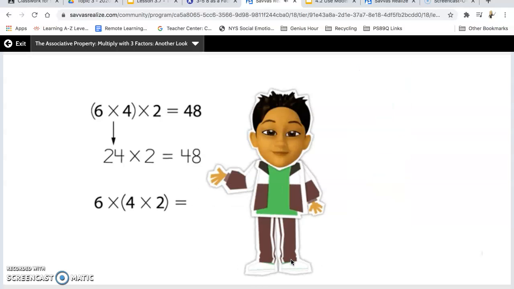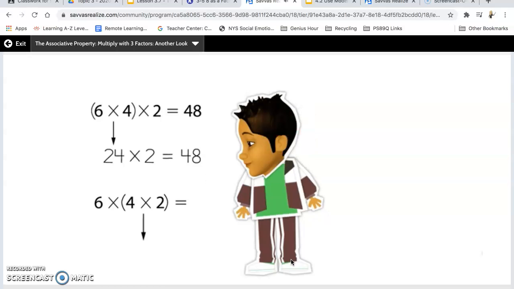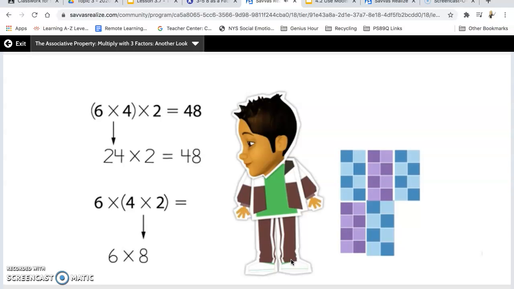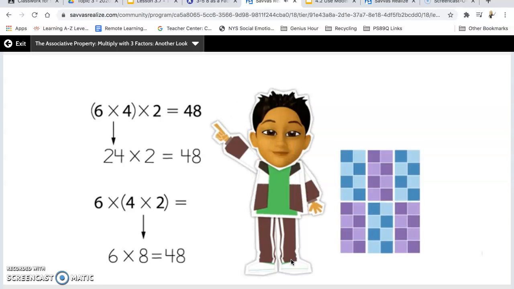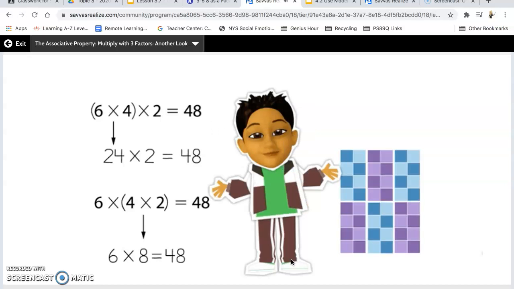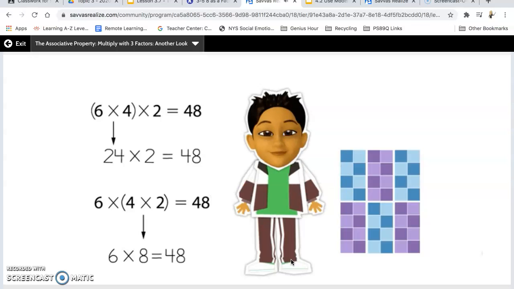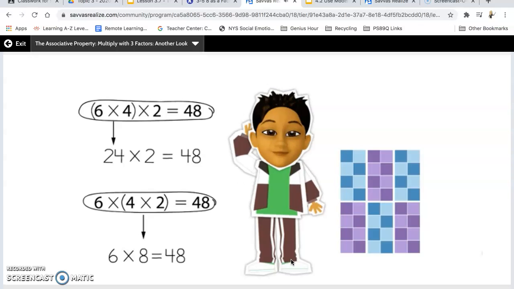But what if you group 4 times 2 together? Let's try it out. 4 times 2 equals 8. And then we bring in our other factor, 6. 6 times 8 equals 48. We got the same answer. The associative property works. You saw there how even though we changed the groupings of the factors, we ended up with the same product. That's how you use the associative property.